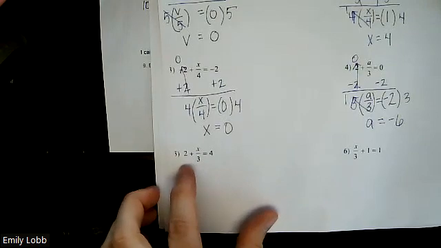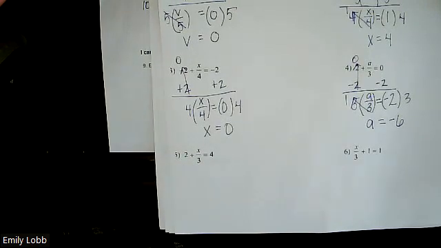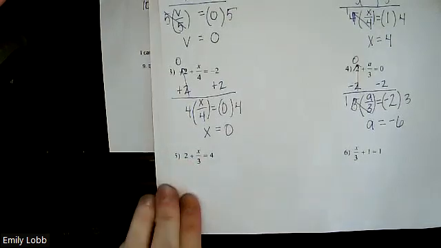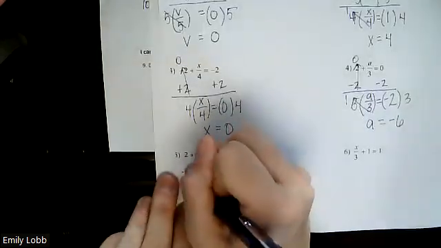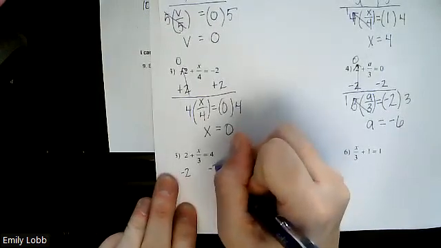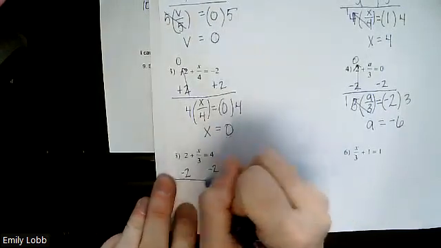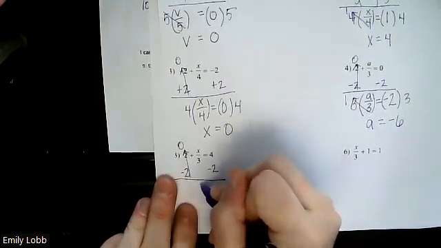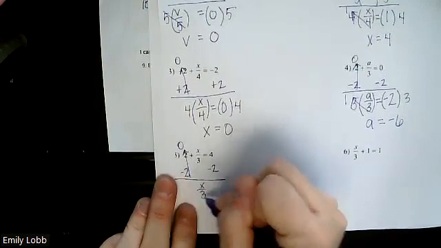What do I have to get rid of first for number 5? The 2. So I'm going to take its opposite. The opposite of 2 is -2. So I'm going to really be subtracting 2 from both sides. 2 minus 2 is 0. Bring down your x over 3.